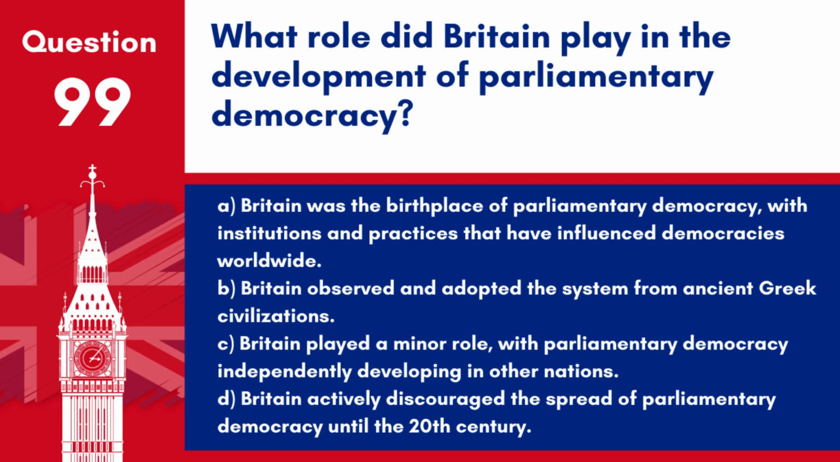A. Britain was the birthplace of parliamentary democracy, with institutions and practices that have influenced democracies worldwide. B. Britain observed and adopted the system from ancient Greek civilizations. C. Britain played a minor role, with parliamentary democracy independently developing in other nations. D. Britain actively discouraged the spread of parliamentary democracy until the 20th century. Answer: A. Britain was the birthplace of parliamentary democracy, with institutions and practices that have influenced democracies worldwide.